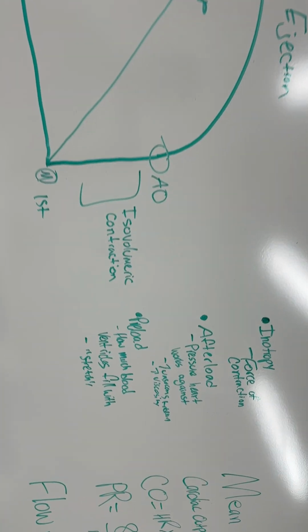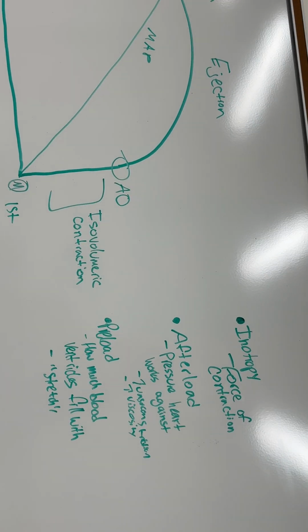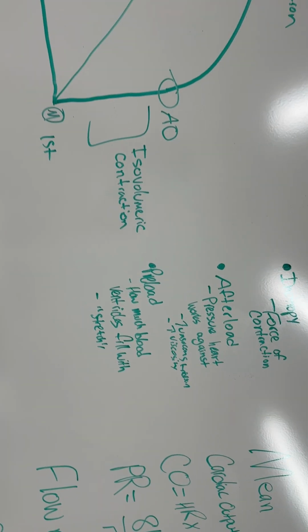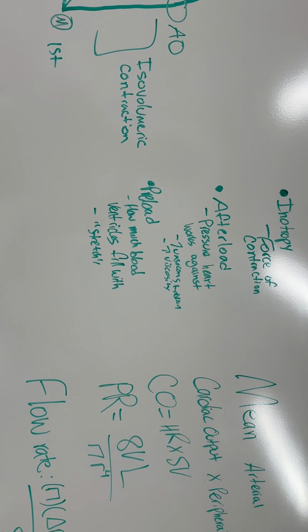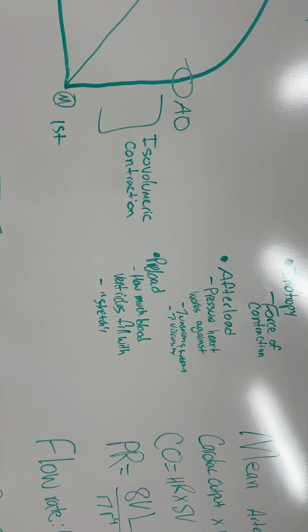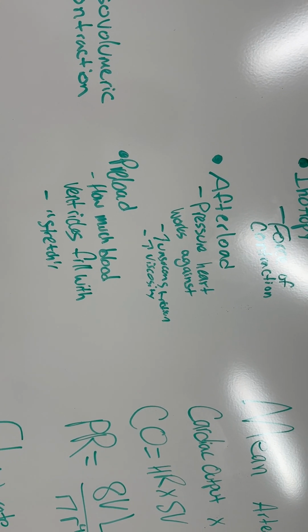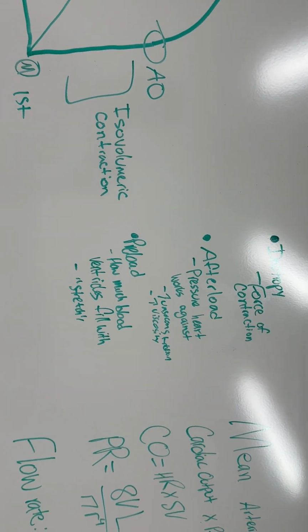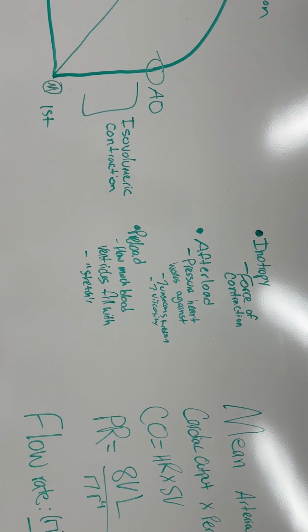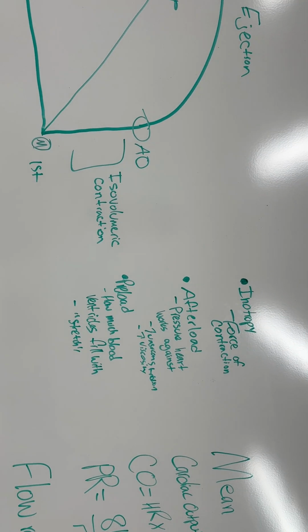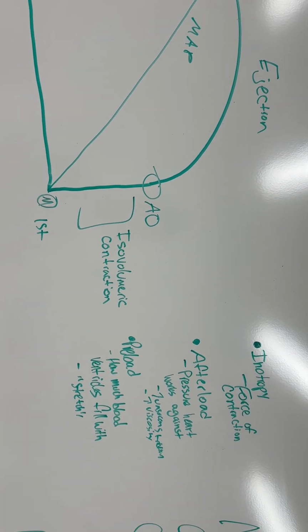So a couple terms here to go over. We have inotropy, which is our force of contraction. We have afterload, which is the pressure that the heart works against. Some things that can increase this would be viscosity, vasoconstriction, or anatomical defects in the valves. Things like that make it harder to get blood out of the heart.